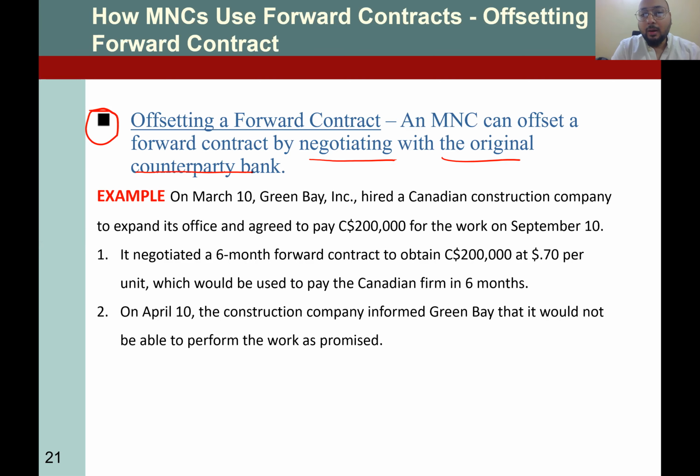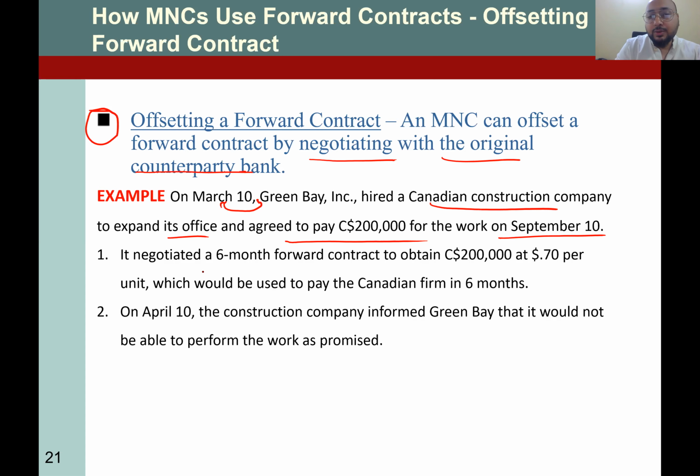Example: on 10th of March, Green Bay Corporation hired a Canadian construction company to expand its office and agreed to pay 200,000 Canadian dollars for the work on September 10. So they hired on March 10, and counting March, April, May, June, July, August, September, it's like 6 months. So 6 months before, they hired, and they agreed to pay after 6 months 200,000 Canadian dollars.